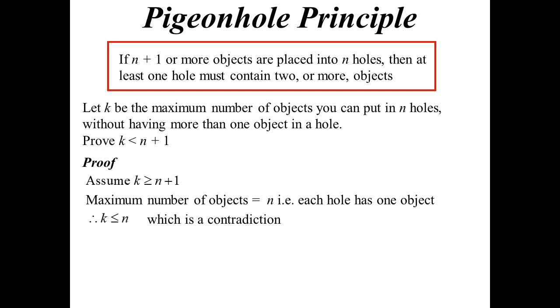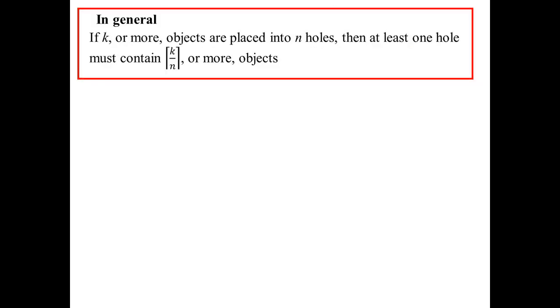I've assumed k is bigger than or equal to n plus 1, but then logically, k has to be less than or equal to n. Well, it can't be both. Thus, it cannot be true that k is greater than or equal to n plus 1. Therefore, k is less than n plus 1. So that's sort of a proof of the pigeonhole principle. Let's actually see it in action. That's probably more what we need to know.